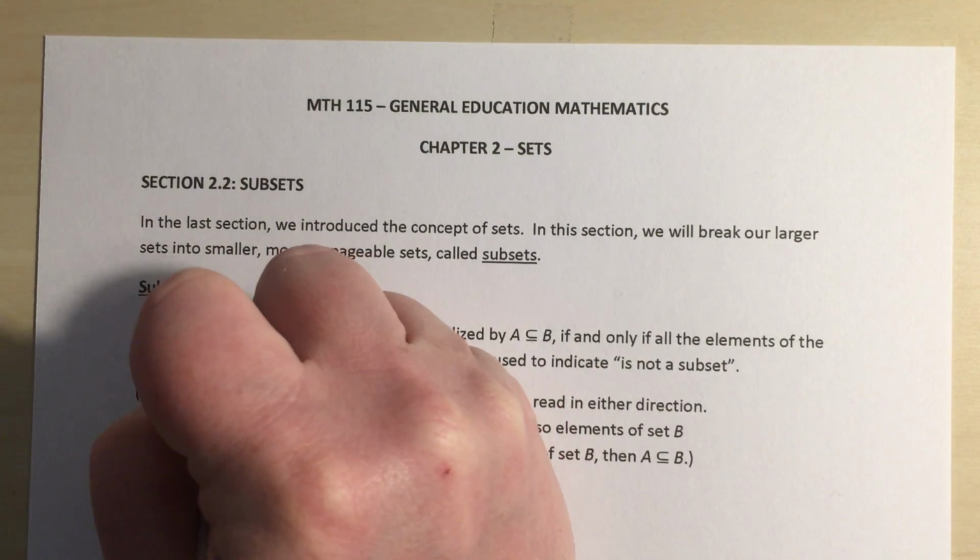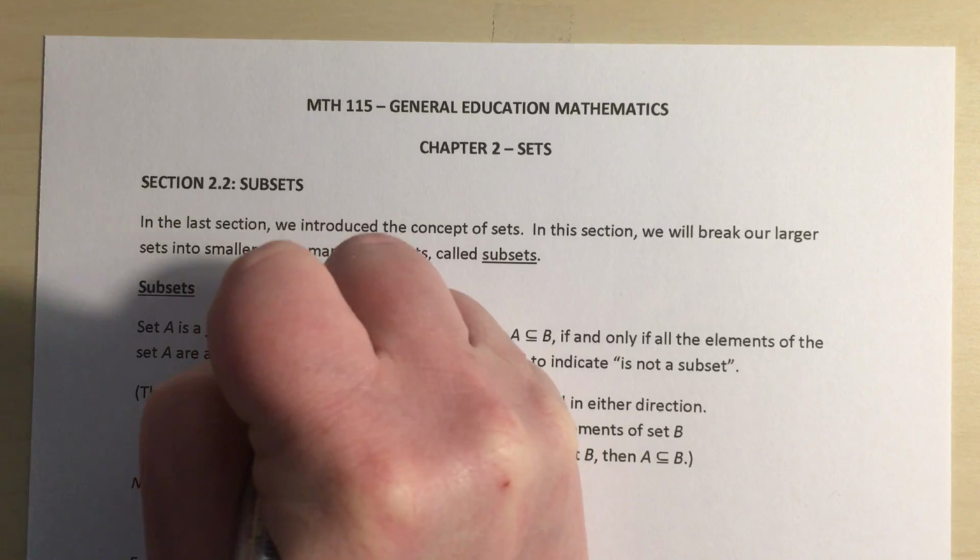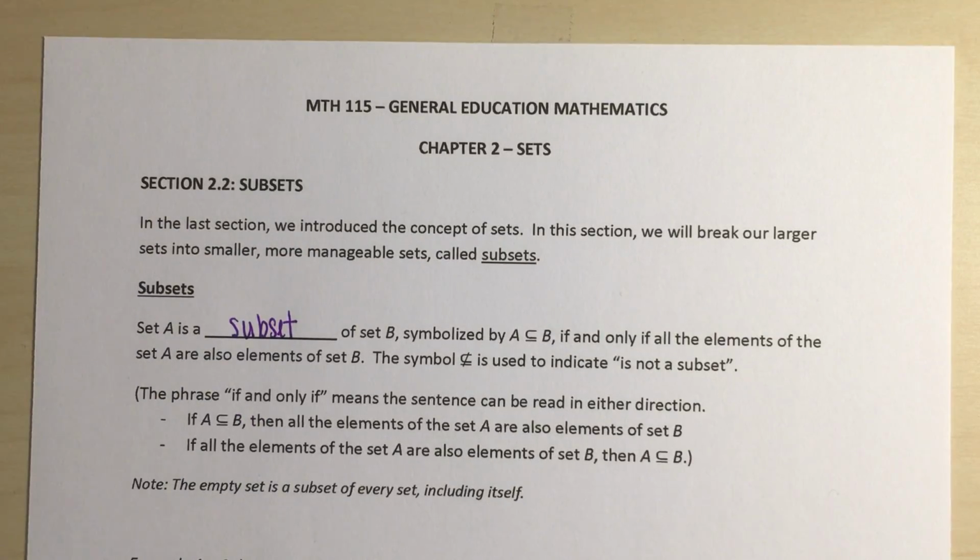So our first definition: set A is a subset of set B, symbolized with the A, and then we see it kind of looks like a weird looking C with a line underneath it. That is our symbol for our subset. A is a subset of B if and only if all of the elements of A are also elements of B. If we draw a line through it, then that symbol is used to indicate this is not a subset. The phrase "if and only if" means that the sentence can be read in either direction.